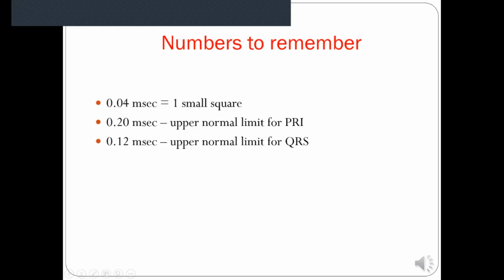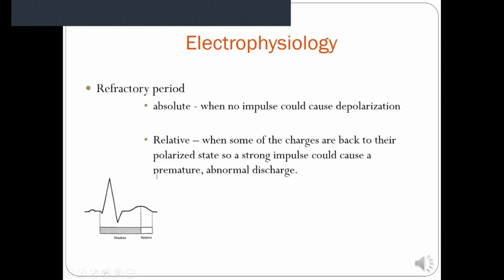And so these are the numbers that you really should remember. You need to know that it's a 0.04 second small square, and that the PR upper normal for a PRI interval is 0.20 milliseconds. And then upper normal limit for QRS is 0.12 milliseconds. You'll hear someone say a lot of times that they have an extended QRS. Medications can do that. Different things can do that.